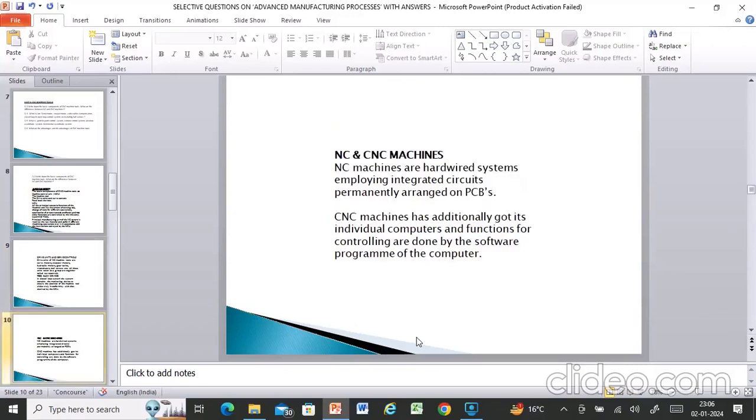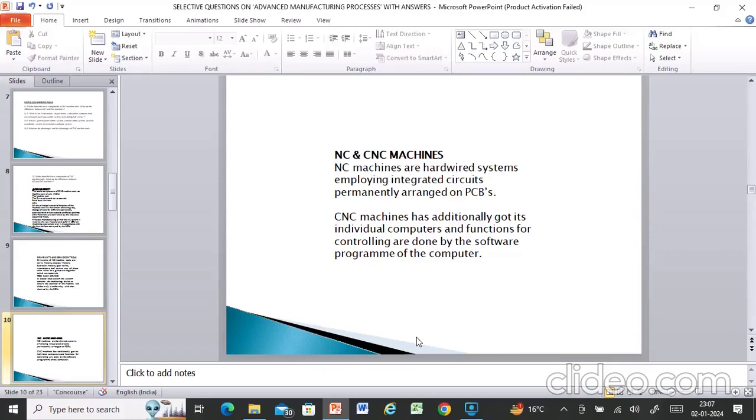Then we have a question on the difference between NC and CNC machines. The NC machines are hardware systems employing integrated circuits permanently arranged on PCBs. It's a very simple definition. Like any other numerically controlled machinery, this also has all the electronic circuits and integrated circuits which perform the different operations.